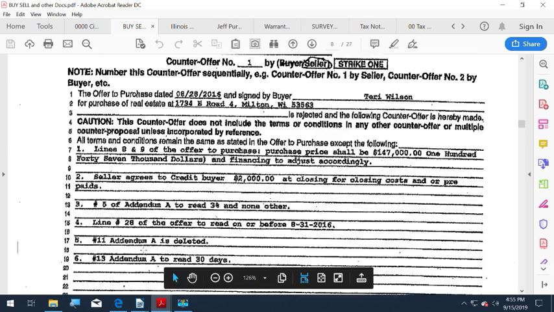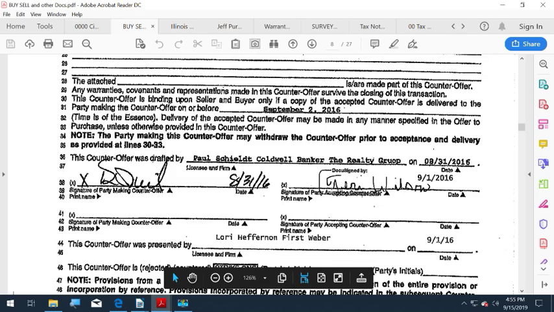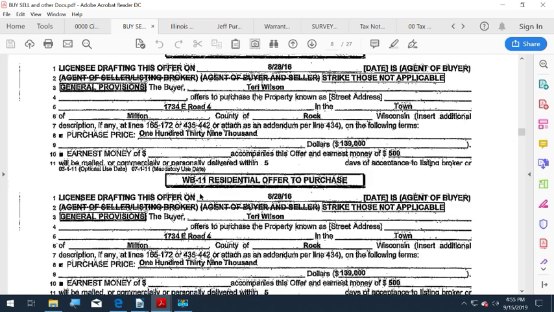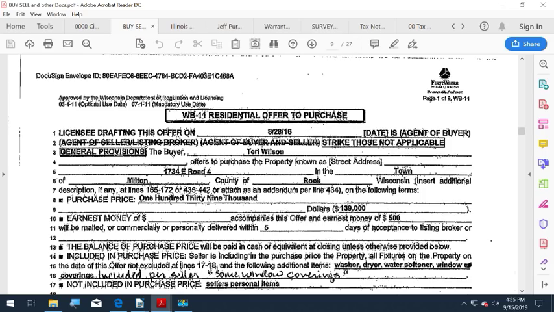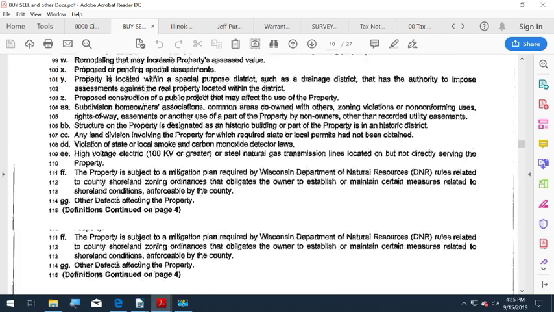So this is like the addendum to the buy-sell. It's the counteroffer, but it's got the seller signature and the buyer signature, except this is actually like an electronic signature. And then this is the actual residential offer to purchase. So if you were buying a house, you have one of these, and it says all the things that are going to happen. Supposed to be $500 mailed to somebody for earnest money. That's what the earnest money is.